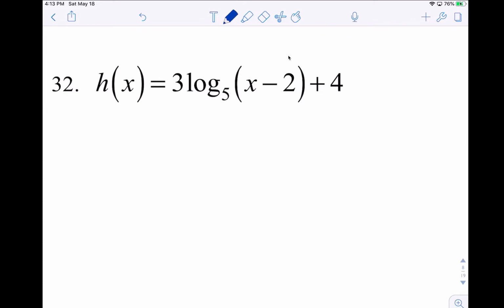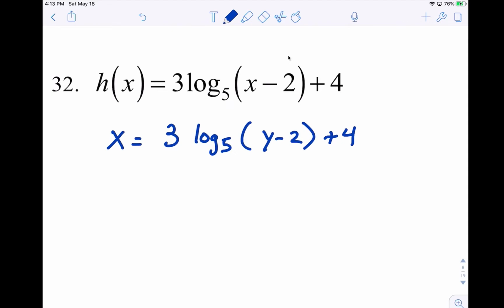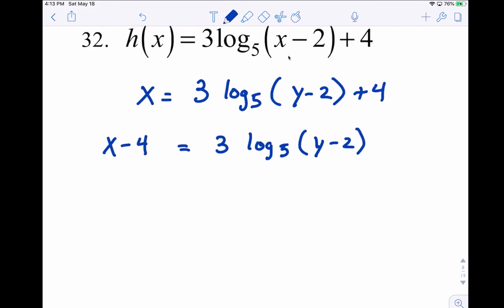Okay, last one. You got 3 log base 5 of y minus 2 plus 4. So subtract the 4. And then divide by the 3. So x minus 4 over 3.